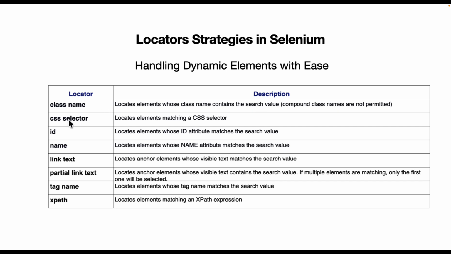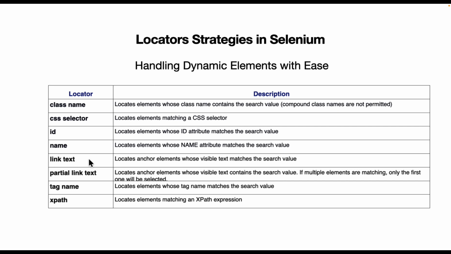If name is not helping, go for CSS selector. We will have a separate video for CSS, because under CSS we have different functions and different options to locate the element. ID is simple. It is an attribute. So if you see an ID attribute on any element, use the ID if it is unique. Next is name locator. If you find a name attribute, use it and find the locator.